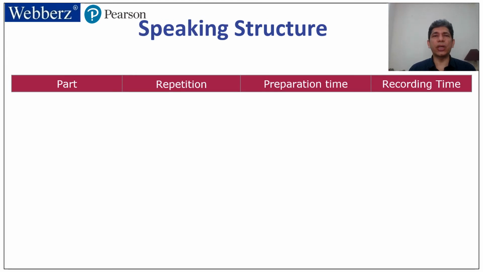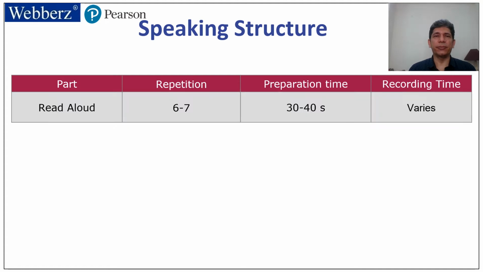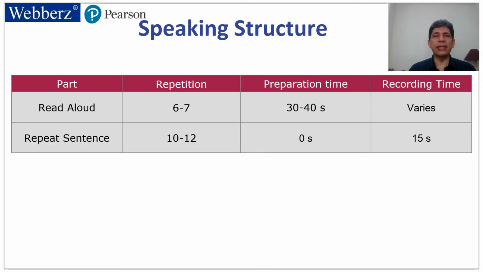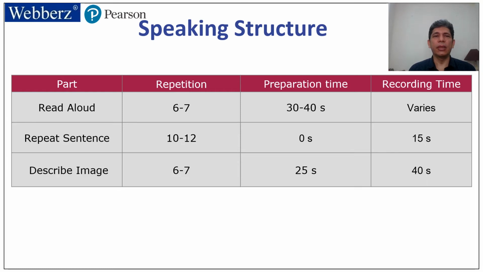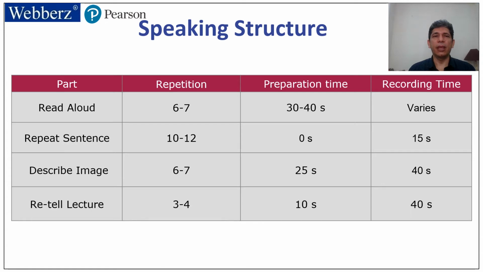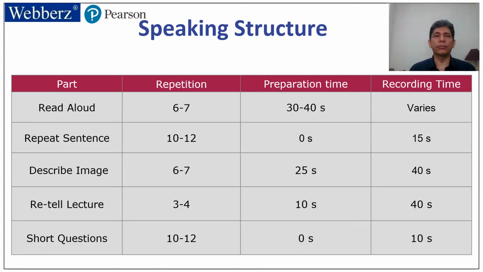Now the speaking structure. Speaking has 5 item types in it. Read aloud is the first one, which has 6 to 7 questions. Repeat sentence has 10 to 12. Describe image has 6 to 7. Retell a lecture is 3 to 4. And short questions are 10 to 12.